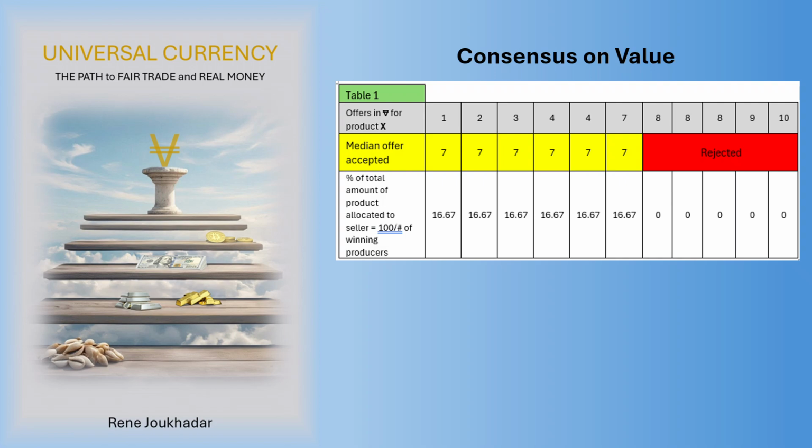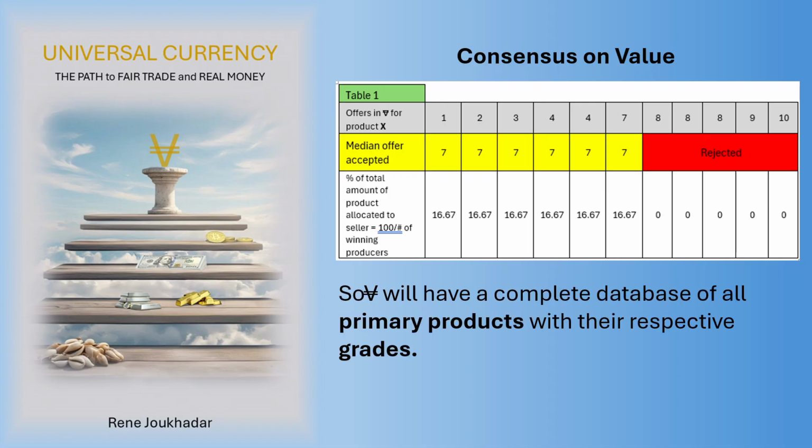The consensus on value will be guided by the unit of account, which we will discuss shortly. Primary producers are guided by that unit of account, and the operating body for the SOV guarantees that guidance with its upper limit on value. The SOV will have a complete database of all primary products with their respective grades. The grade of a product is very important. For example, grade 1 rice will not participate in a bid with grade 3 rice because it would not be fair. They are two different products.